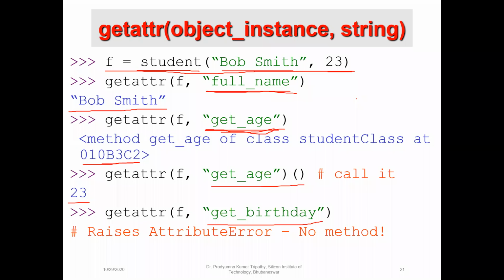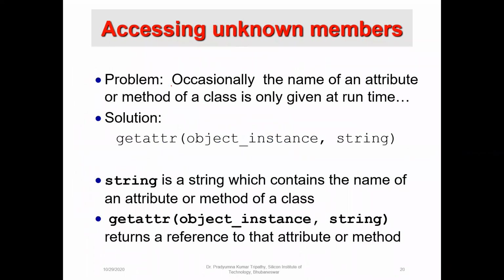Sir, if we can access directly by object reference, then why go for this getattr function? Very few times while you are writing a program, you want to access a particular object's fullname, or a particular object's method address. In general, we do not access it. We have written occasionally over here. Sometimes it is required.